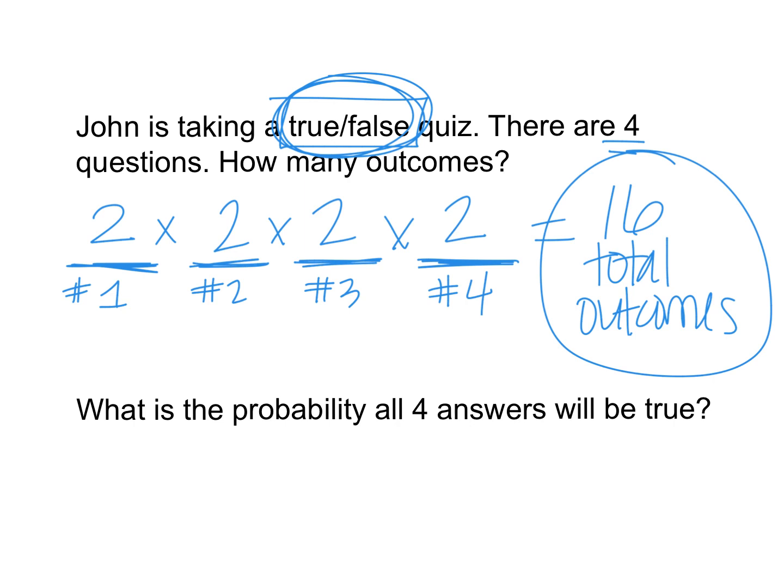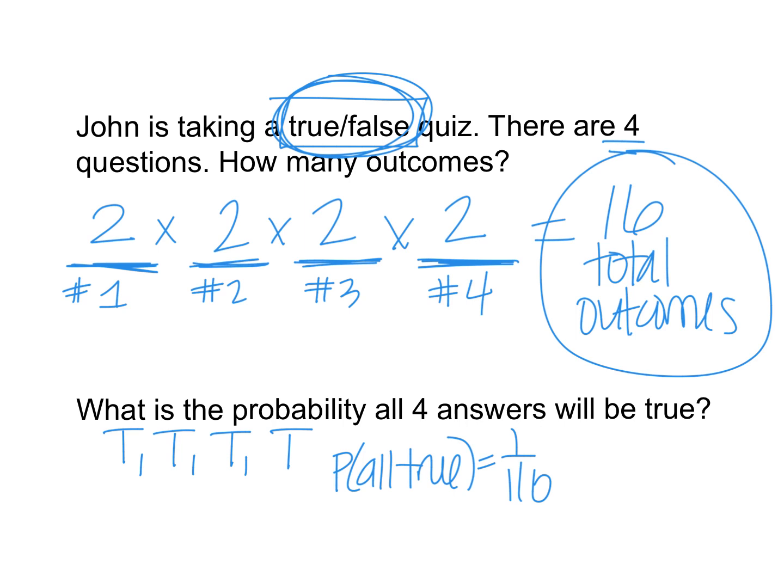What is the probability all 4 answers will be true? So that means that it would be true, true, true, true, which is really the only way that it could go. So that's just 1 out of the 16 total outcomes. So the probability of all true would be 1/16th. Then if I do 1 divided by 16, I get 0.0625. So we'll round that to 6.3%.